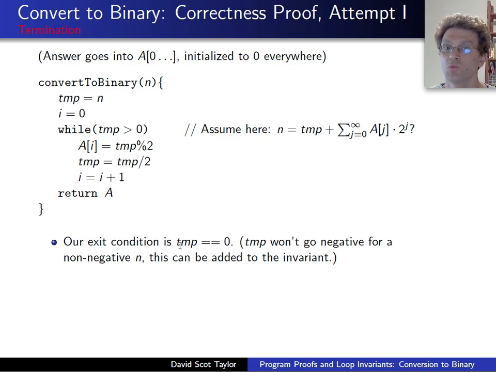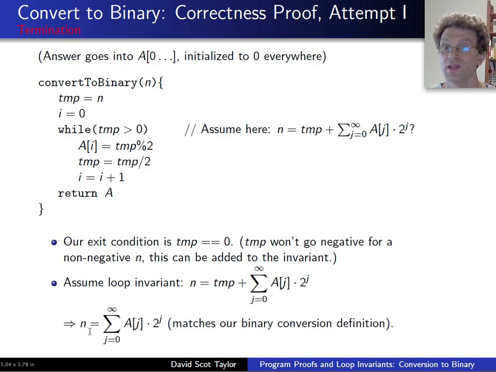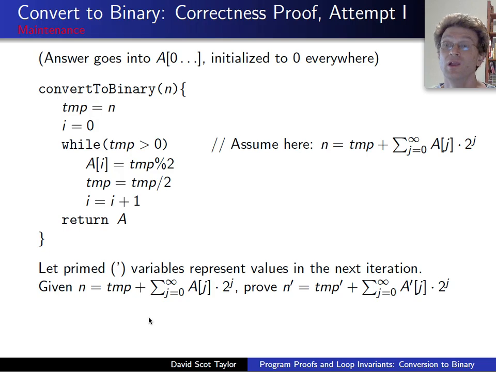Okay, great. Well, if we have temp is equal to 0, then what happens? If the loop invariant holds and temp is equal to 0, then we have that n equals this summation, which exactly matches what we're trying to prove. It proves that, hey, A holds a binary representation for n. This is exactly what we're trying to prove. So things go good. When we terminate the loop, we'll have proven exactly what we want to prove. So now comes the tougher part. We want to do our maintenance, right?